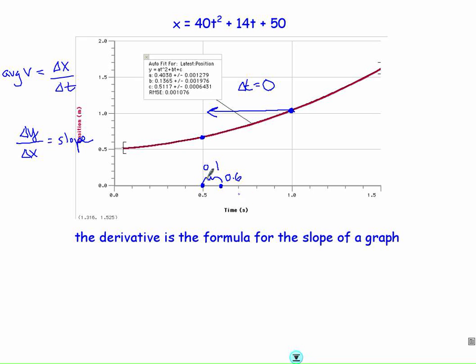Why do you need a formula for a slope? Because the slope isn't the same everywhere. The slope's a low number here. The slope's a higher number here. So you need a formula.